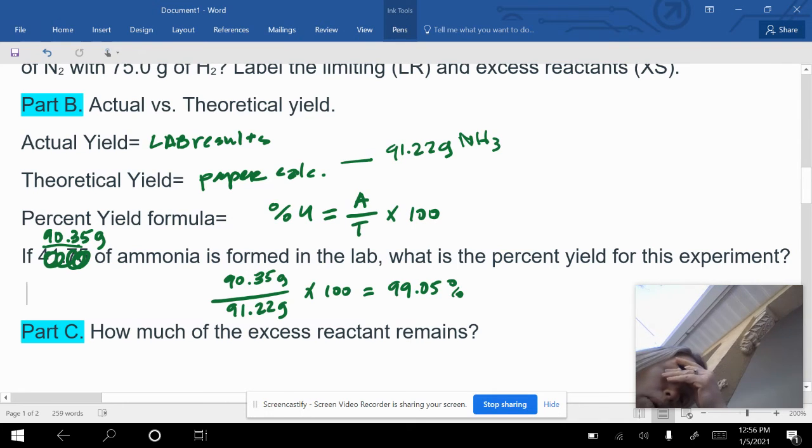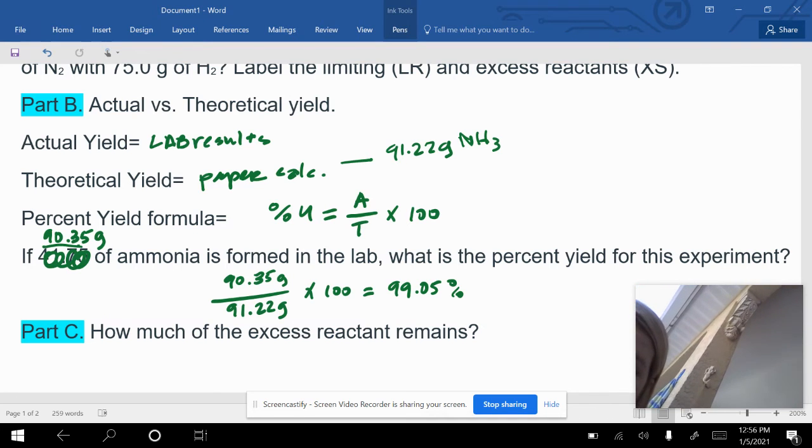Now, some of you guys might be like, well, what's a good percent yield? It depends. It depends on the reaction. Like, again, in some of the organic labs you'll do later, if you go on to higher level chemistry, a good percent yield might be 30%, depending on the chemicals you're using, just the way they react together.